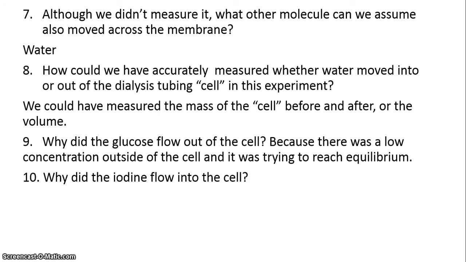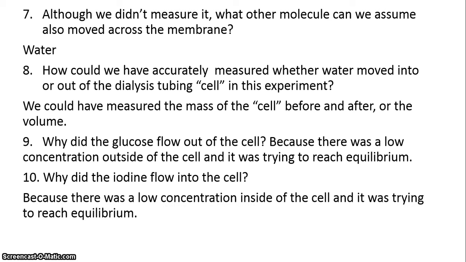And the iodine flowed into the cell for the exact same reason. There was more iodine outside, so that's where you had your high concentration, and less iodine or no iodine inside of the cell. And because it could go through the pores, it was able to flow into the cell to reach equilibrium.